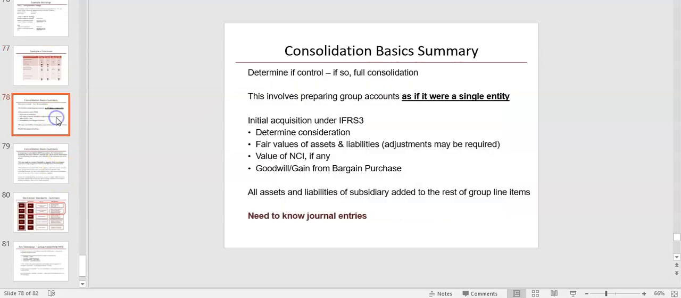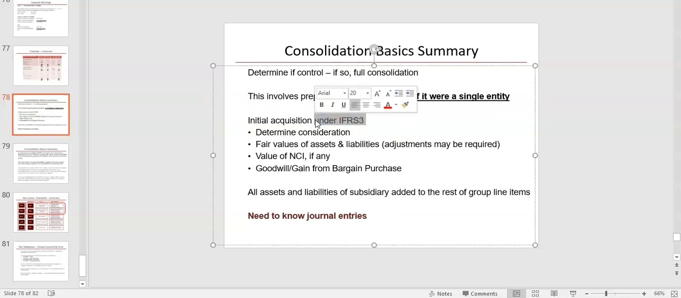All right. So your key takeaways then on your basic consolidation: first thing is to check, is there control? If it is control, now that is outright control singly, not joint control, that's a joint arrangement. You're then going to prepare the group accounts as if it was a single entity, i.e. add everything together. Your first step is IFRS 3. You figure out how much you paid, you figure out the assets and liabilities of the subsidiary, and you value the NCI. And that will get you whether it's a positive goodwill or negative goodwill, often called a gain from bargain purchase. We have just looked at the basics of IFRS 3 this week.